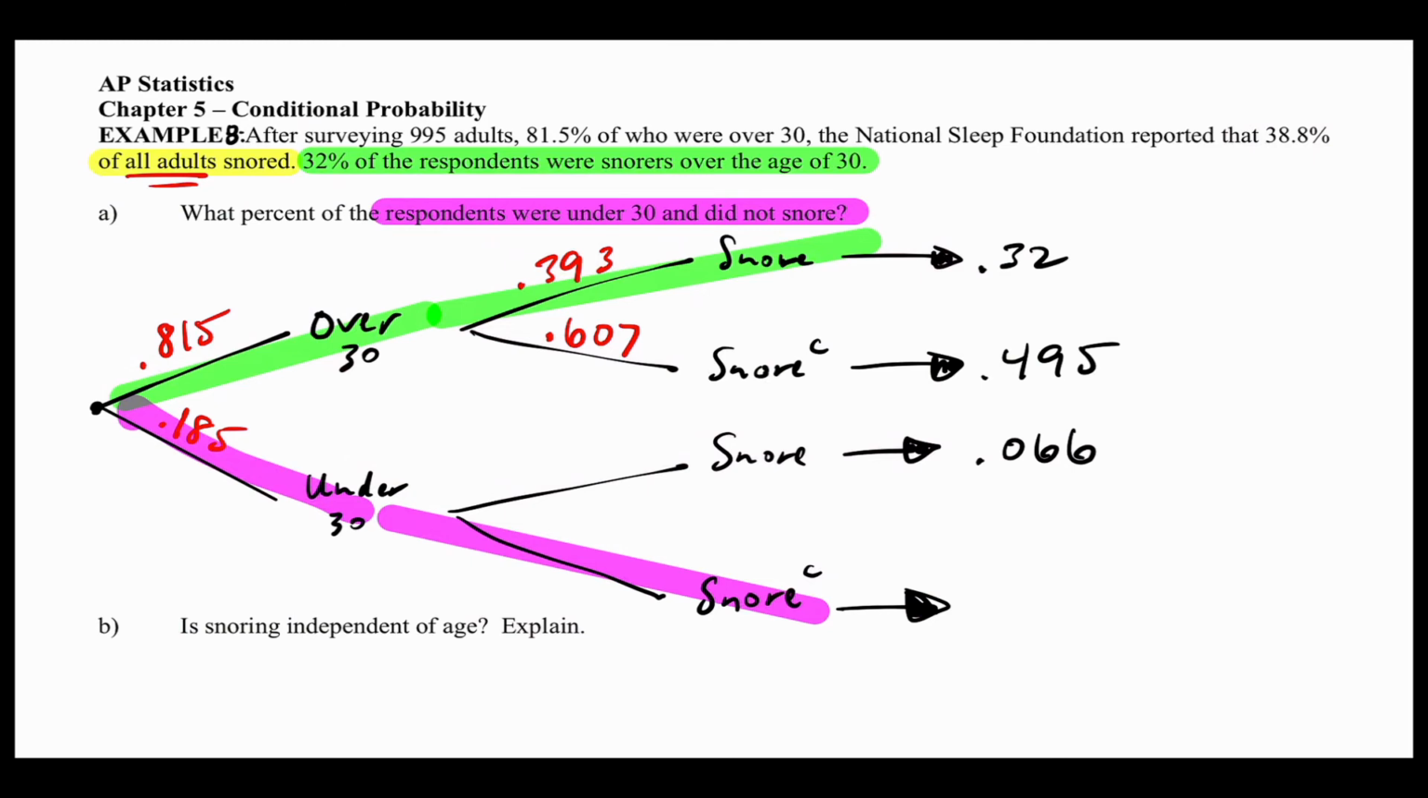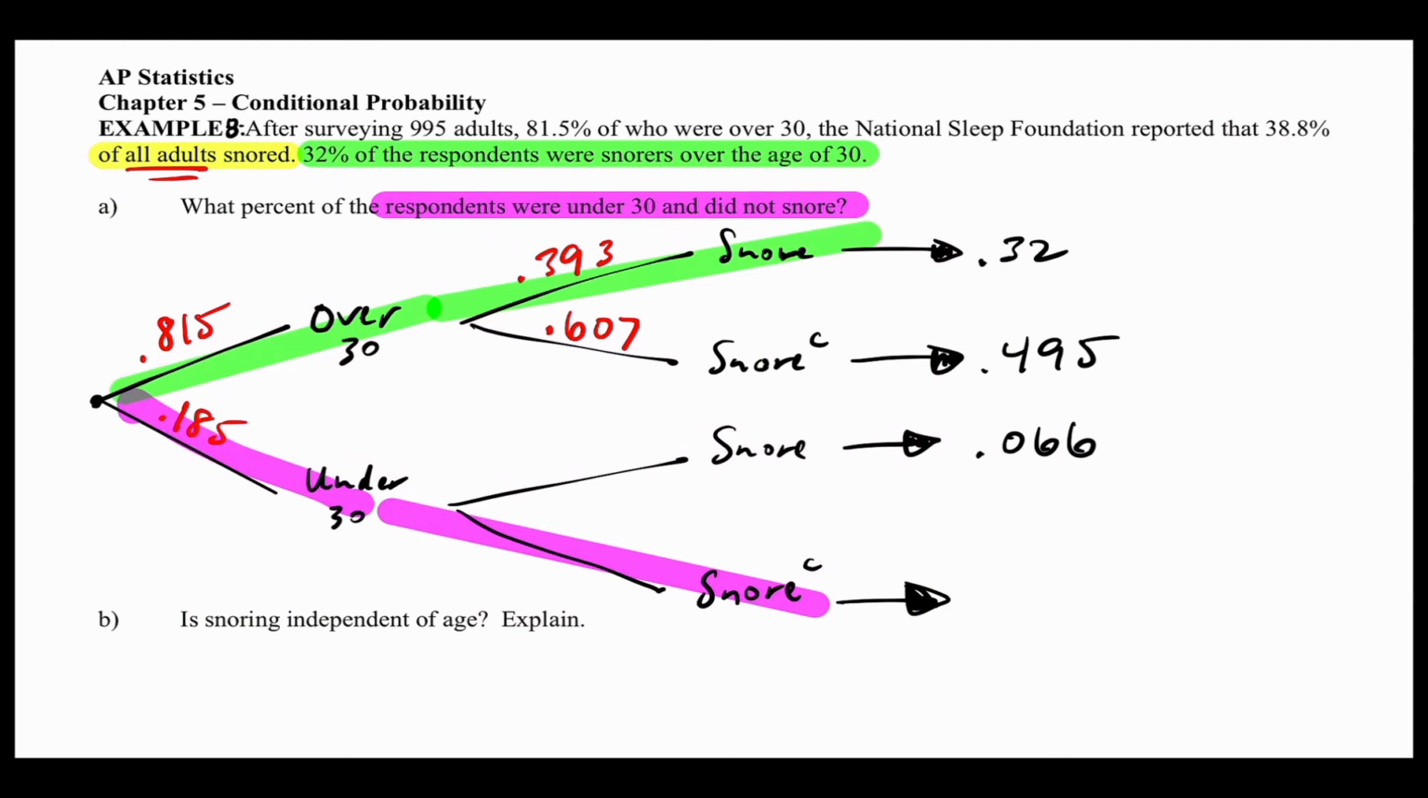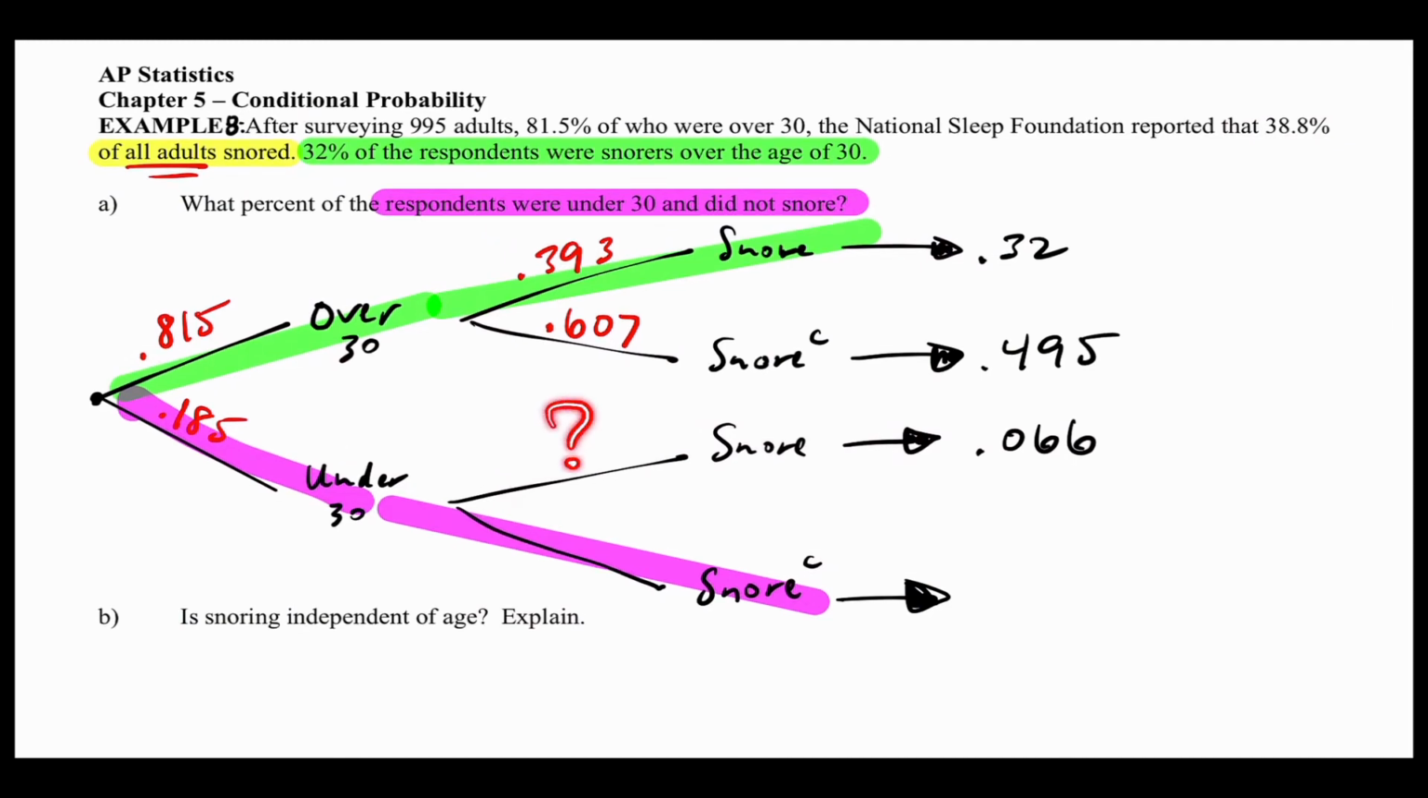Now that I have that, I can figure out what this is going to be, because this guy, 0.185, times this guy has to equal that guy. Use division again. So 0.066 divided by 0.185, I get 0.357.